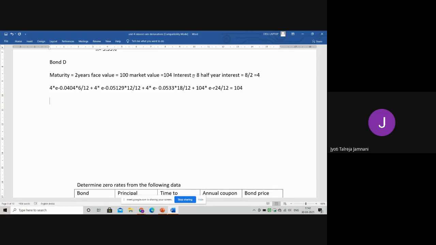So let's find out by solving this. I have to write 104 this side, so I'll write it.